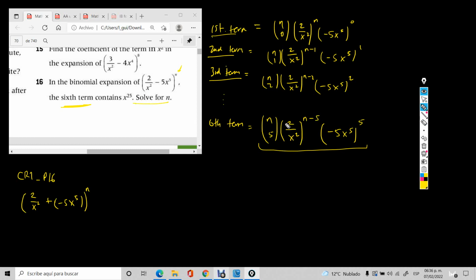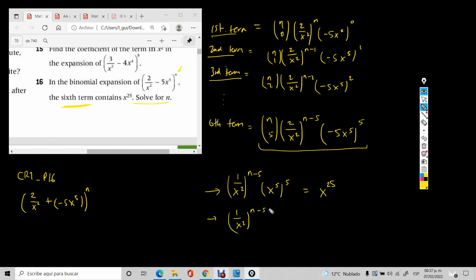Why? Because once again, forget a little bit about the numerical coefficients, and just consider the variable part. The variable part of this is going to be 1 over x squared raised to the n minus 5, and the variable part of this, as we can see, is x to the 5 to the 5. And the variable part in here should be equal to x to the 25. Okay, so the rest is quite easy.